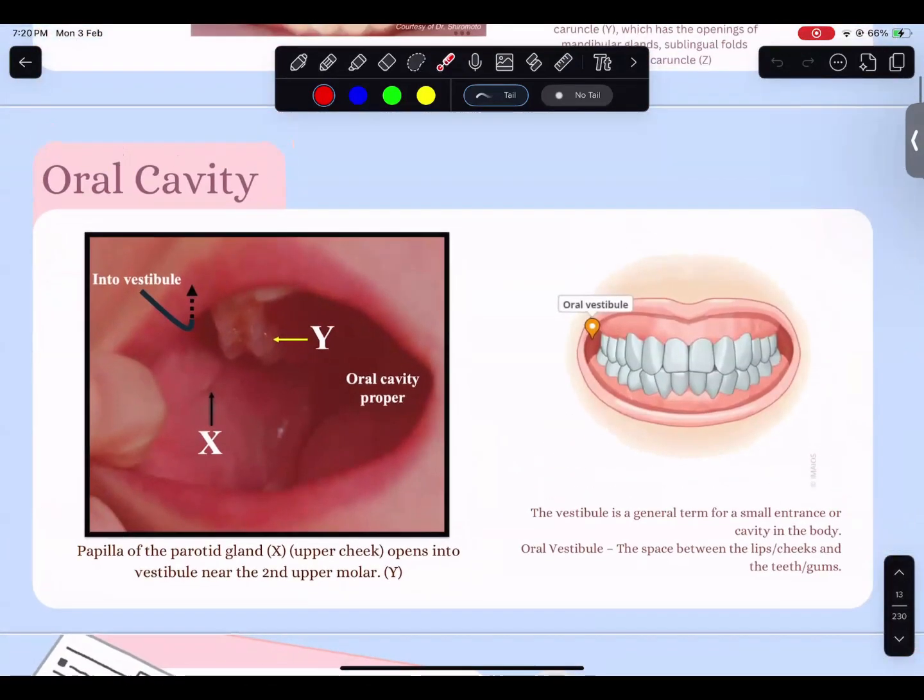Okay, here. So what is the vestibule? The vestibule is basically a small cavity or a small entrance in the body. So this part is called the vestibule. This part is just showing you that this is the vestibule here, okay? So don't get that confused. X is the papilla of the parotid gland, also a really important labeling. And Y shows that the vestibule is near the second upper molar, which is your molar teeth. That's pretty much it. Know the papilla of the parotid gland here.